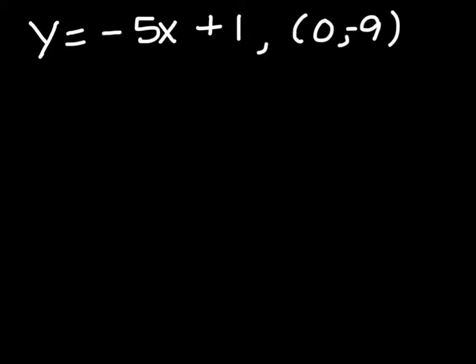Now let's write an equation of a line that's perpendicular to the line y = -5x + 1 and passes through the point (0, -9). Once again, we'll begin by identifying the slope. If the slope of our original line is -5, then we will find the slope of the perpendicular line by identifying the negative reciprocal of -5. So that will be 1/5.